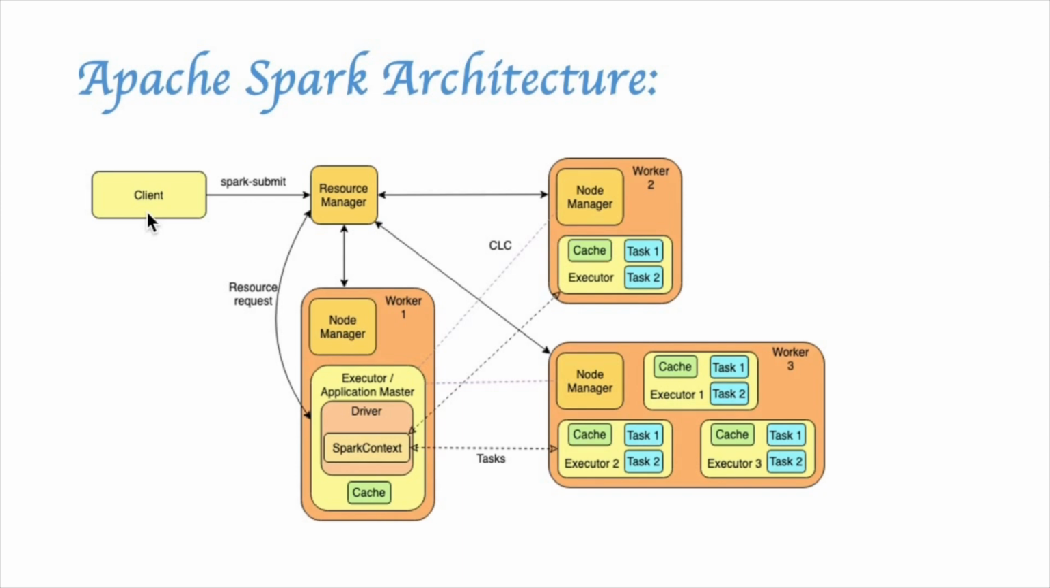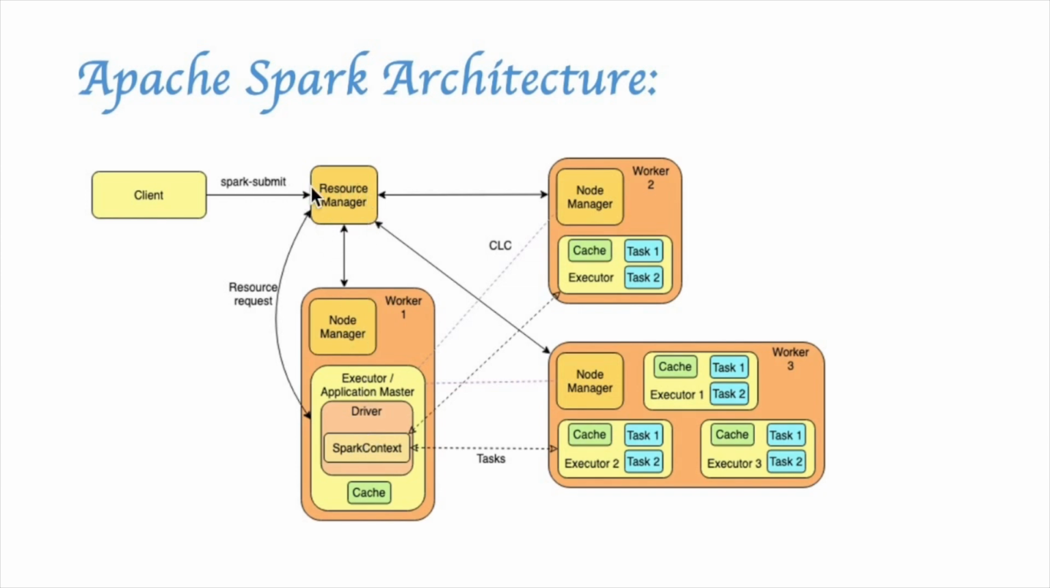When you submit a Spark application using a Spark submit command, the Spark submit utility interacts with the resource manager and creates a container in one of the nodes called the application master. The driver program runs in the application master and it creates the Spark context. The driver program is responsible for executing the Spark application.